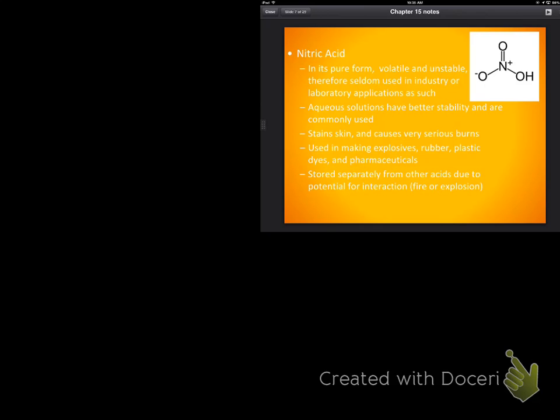We typically use more dilute solutions of nitric acid because of that. It doesn't stain you as quickly or as severely as sulfuric, but I can tell you from personal experience that it will still give you a very, very good burn.